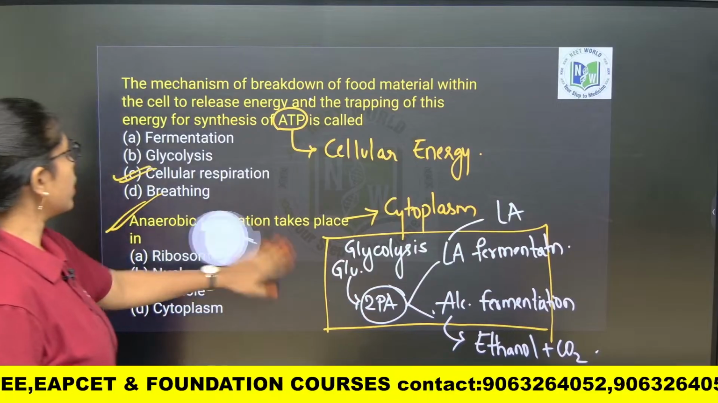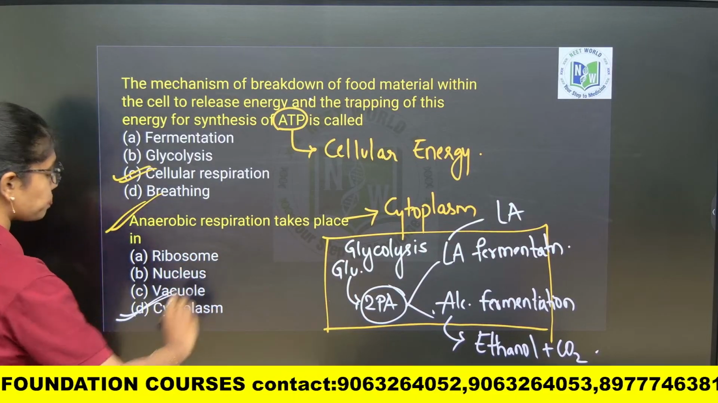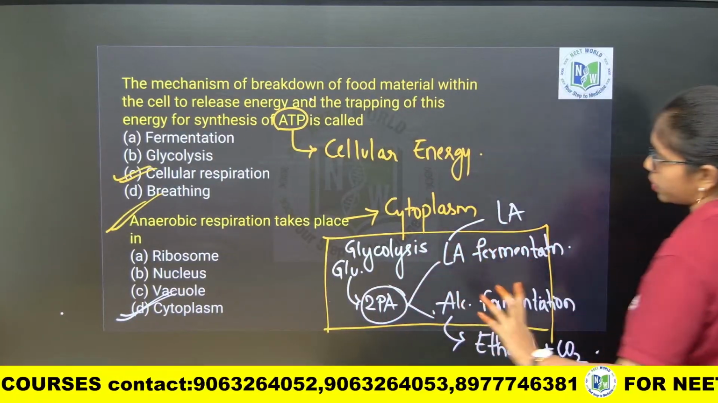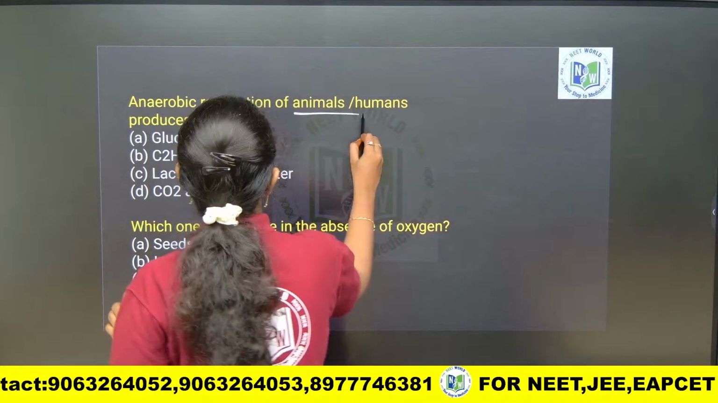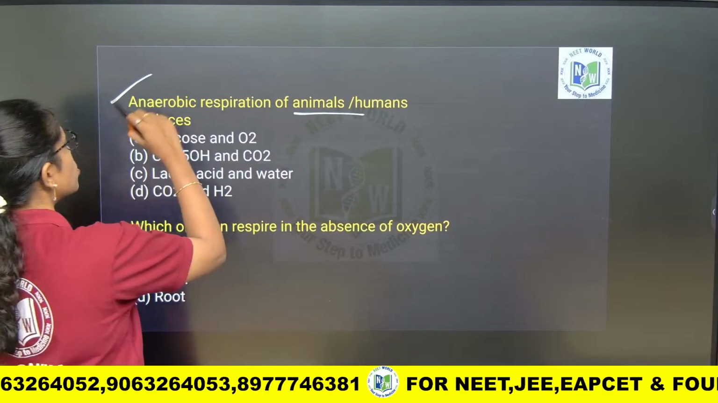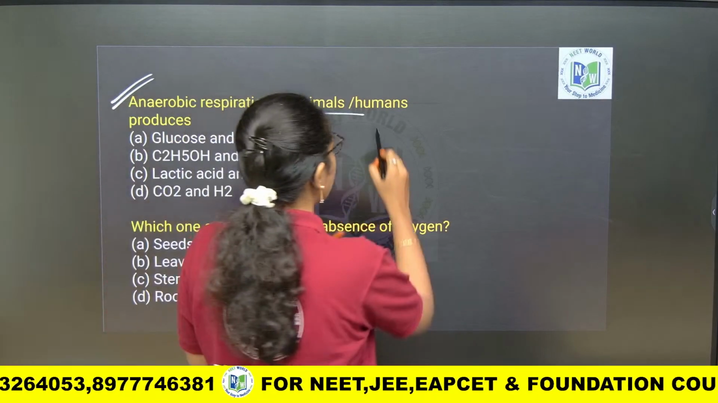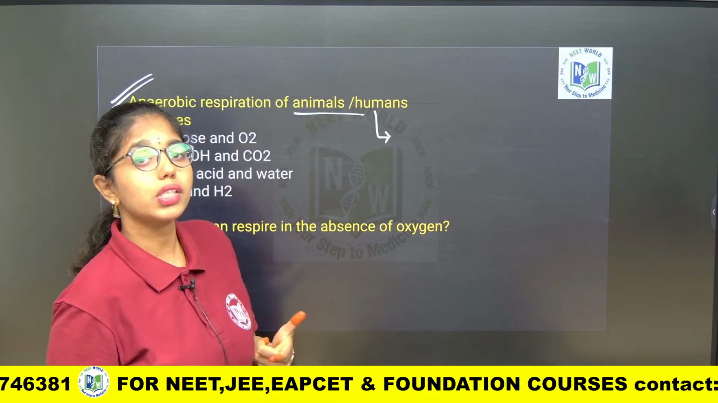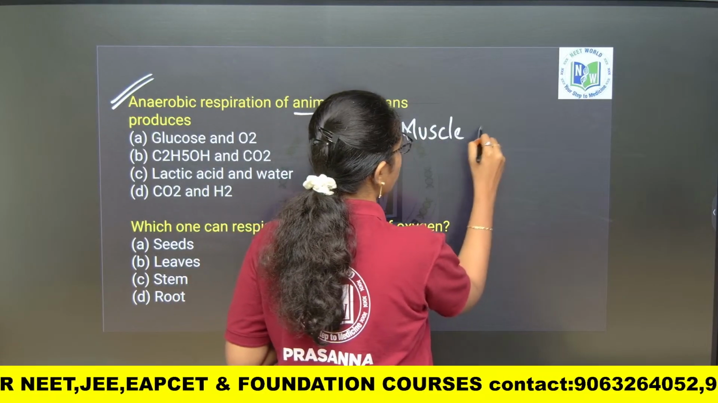Clear, right? So here anaerobic respiration takes place in what? Cytoplasm. Anaerobic respiration completely takes place in the cytoplasm only, do remember that. Next, anaerobic respiration of animals and humans will produce what? We all know in animal or human cells, especially in humans, where does the anaerobic respiration take place? In what cells? Of course it happens in muscle cells.